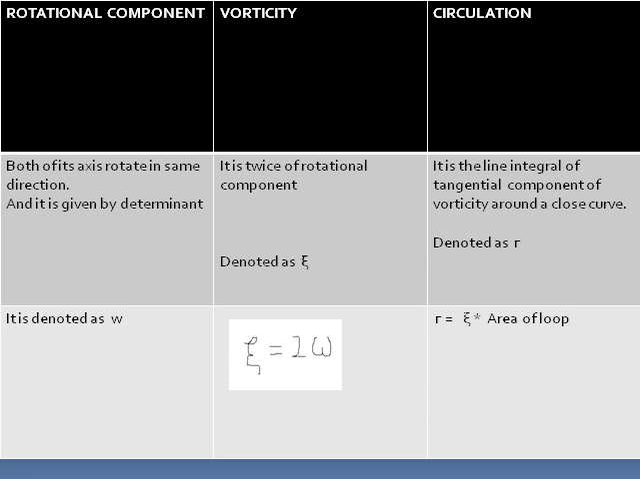What are these components? The rotational component is that movement of the fluid element in such a way that both of its axes, horizontal and vertical, rotate in the same direction. The rotational components are given by the determinant. Vorticity is defined as twice the value of the rotation, and circulation is the line integral of the tangential component of the velocity around a closed curve. Here there is a minor mistake: this is vorticity, not velocity around a closed surface.